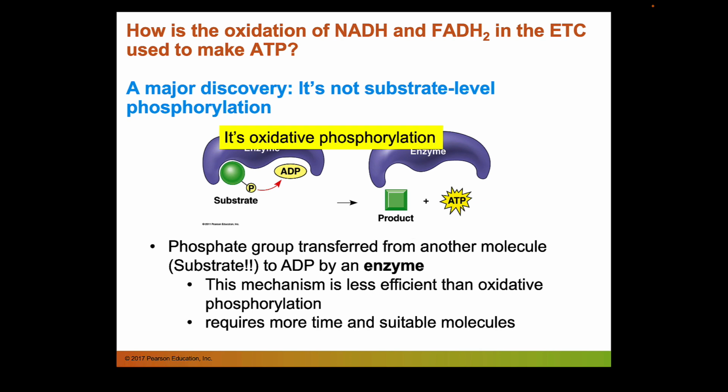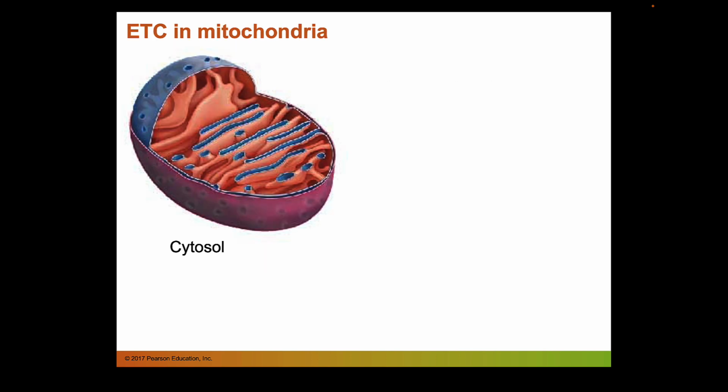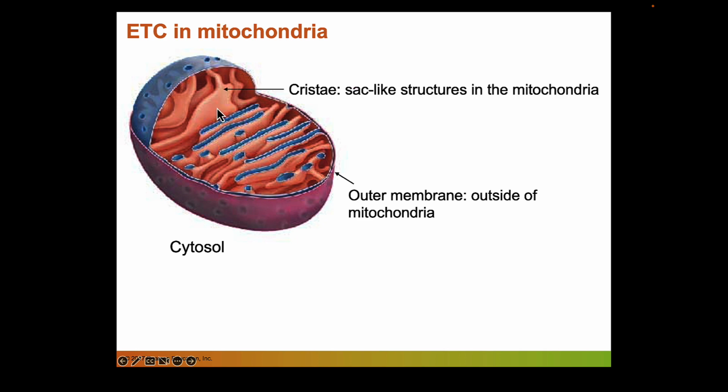It's a different mechanism in the electron transport chain to make ATP, and it's called oxidative phosphorylation. We'll talk later about what exactly that is. But first, let's talk about where the electron transport chain is. So here we have this white part of the slide. Let's say that's the cytosol, and we're looking at the mitochondria. The mitochondria has an outer membrane that separates the cytosol from the internal compartment, and they have cristae. The cristae are the sac-like structures in the mitochondria shown here.